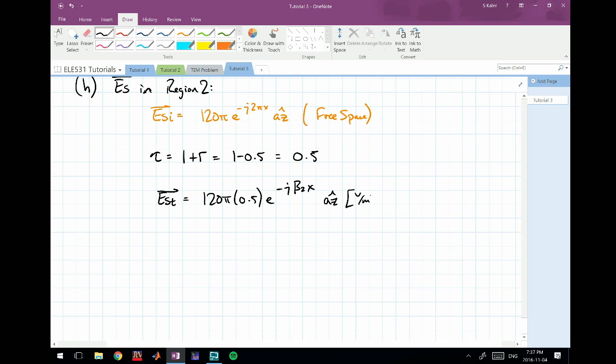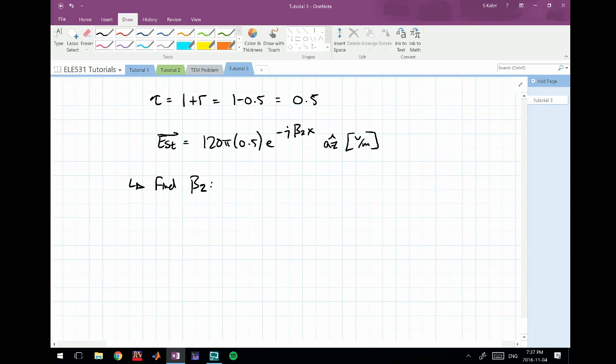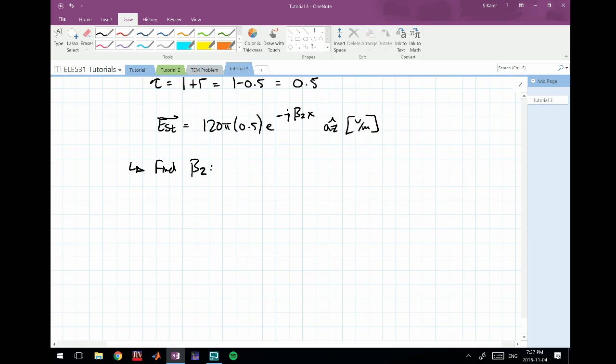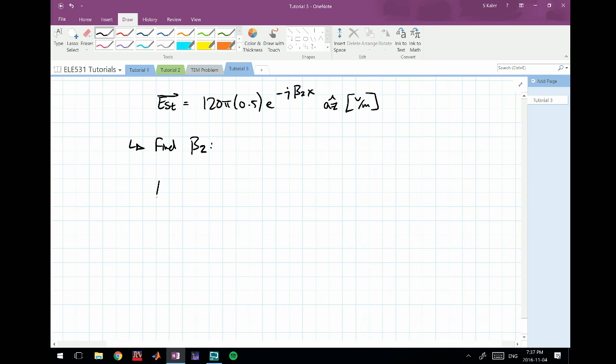Now we need to find beta 2. Because if I don't have beta 2, I don't have a full equation. So now the question comes down to finding beta 2. We did this in the last tutorial, I believe. So we know that beta 2 is going to be omega square root of mu epsilon. You remember this equation? I would hope you do. This is omega times square root of mu naught epsilon naught epsilon r.